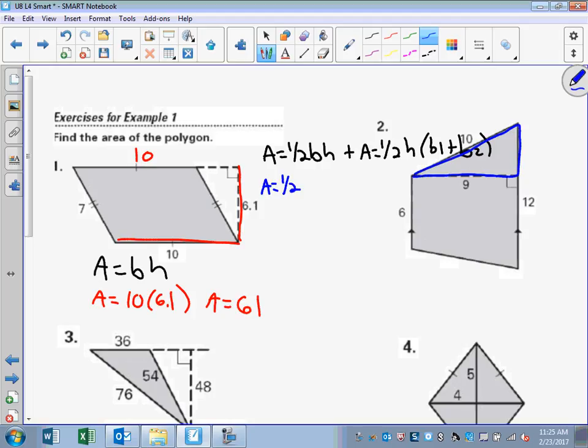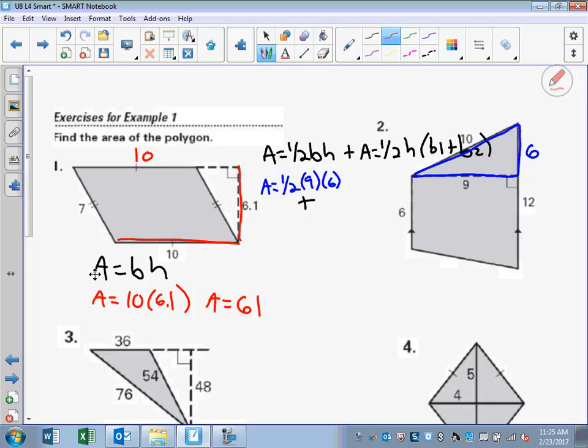The base for the triangle they don't give us at first, but they do give us the height. So we have 9 for the height. And then for the base, if that whole side is 12, then that means that the base of this triangle must be 6. So we got 1/2, 9 times 6.